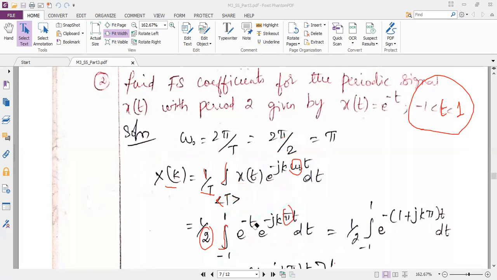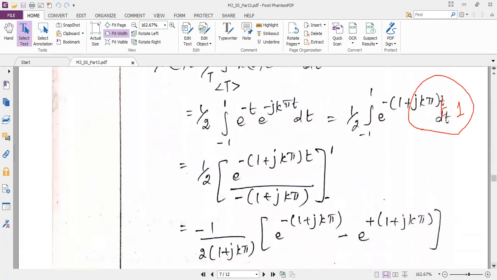Now you know what the next step is. Since we have two e power terms, preferably you have to combine them together. Then only you can perform the integration easily. You can see on the screen, I have taken minus t outside. If I take minus t outside, I will get 1 plus jk pi within the bracket, into dt.